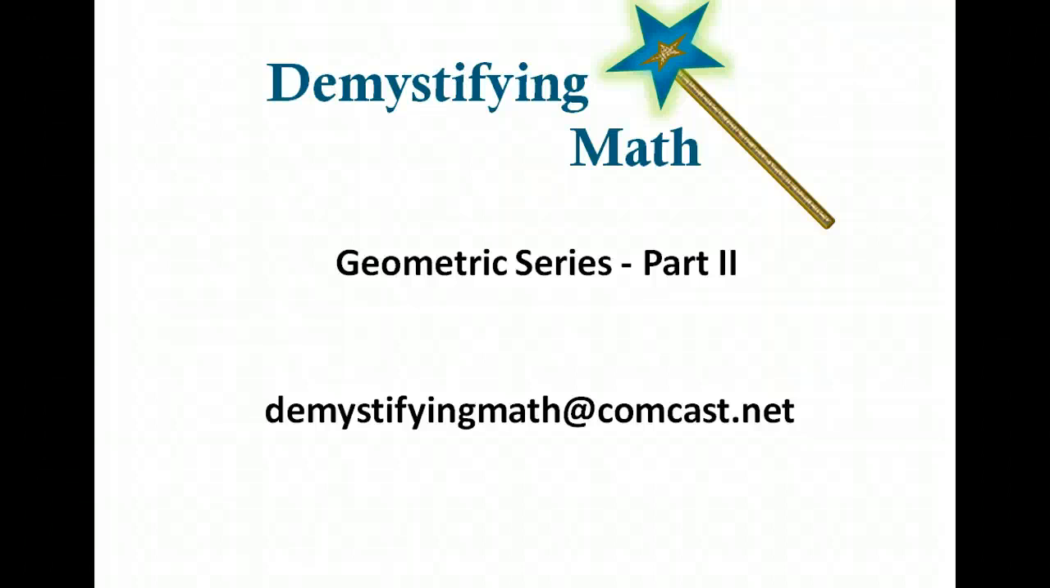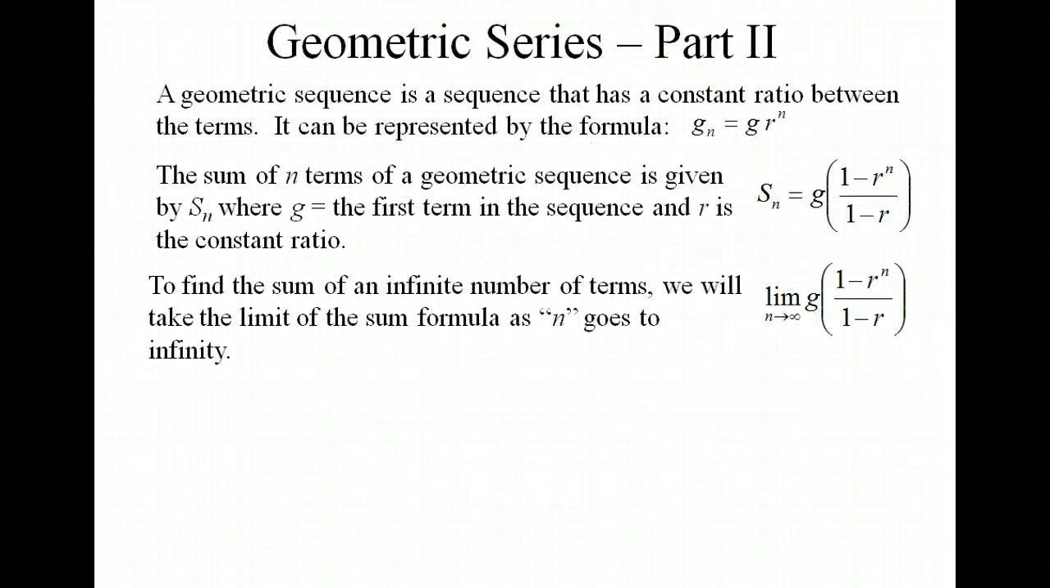Welcome to Demystifying Math. In this lesson we're going to be discussing geometric series. In the first part of this lesson we came up with two formulas. One was the formula for the terms of the sequence, which is represented by g times r to the n, where g is the first term of the sequence and r is the constant ratio. The other formula that we came up with is for the sum of a finite number of terms of the sequence, which is given by s with a subscript of n.